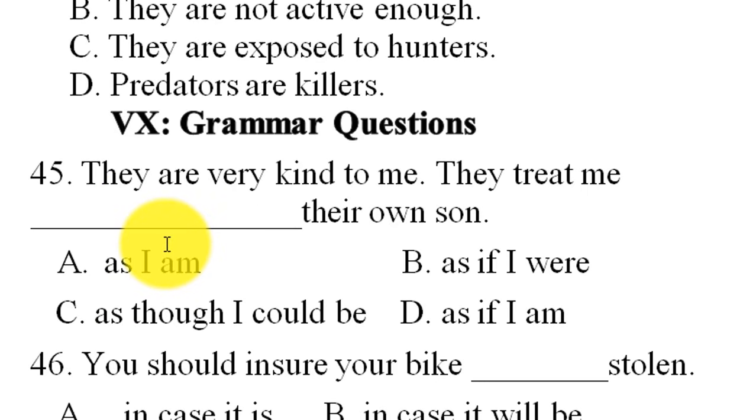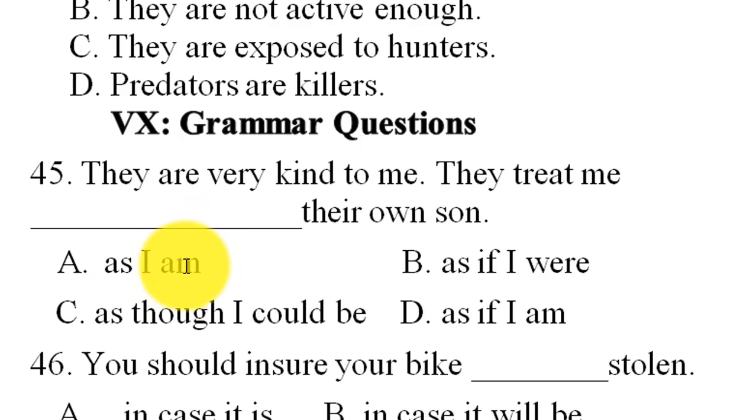Let me pass to the grammar part questions. Really, the grammar questions are attractive. All the questions are from English general questions. I'm not focusing on grade 11 or grade 12, which are general English language. Maybe I think you possibly answer the questions. They are very kind to me, they treat me blank their own son. As I am, as though I could be, as if I were, as if I am. These are what's called subordinating conjunctions, especially for condition.